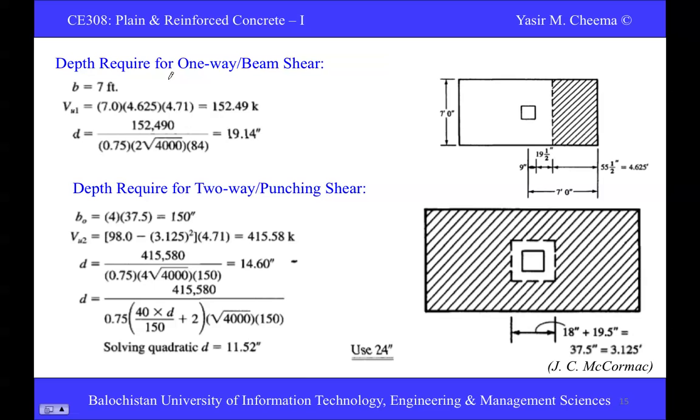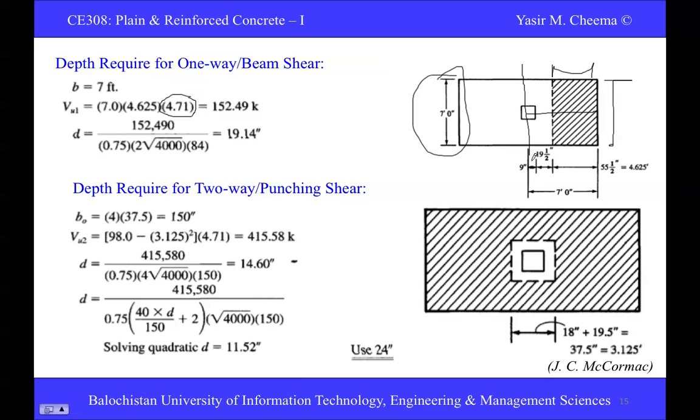Again here, the depth required for one-way or beam action. B is 7 foot. Now Vu is qu multiplied by the hatched area. The hatched area is this one, and this is the center line. We have to determine this hatched area dimension, because this one is known to us, that is 7 foot. Now we have to determine this dimension, from here to here. It is 3.5, 7 foot.